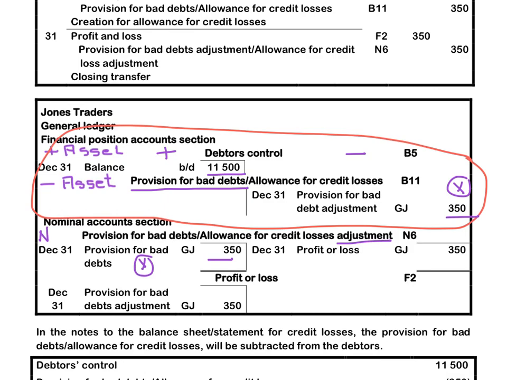If we decrease the provision for bad debts on the debit side, then we will credit the provision for bad debts adjustment, then the amount will be an income. At the end of the year, we will transfer this nominal account to the profit and loss to show that we have an expense of 350 that will reduce the profits.